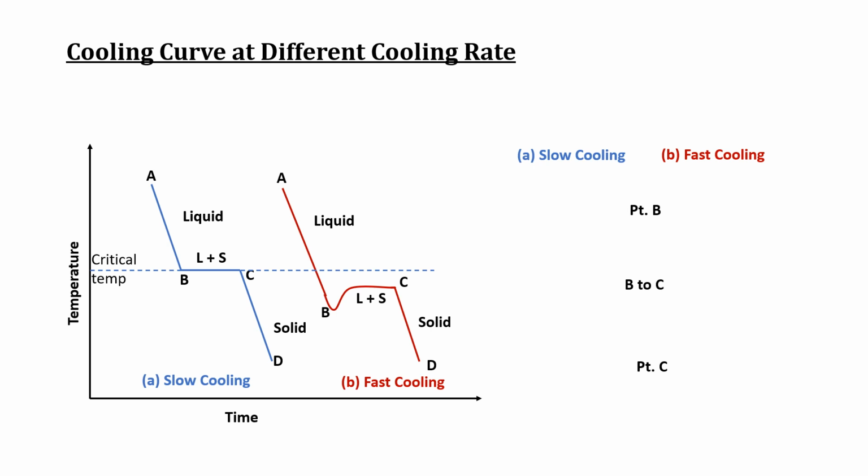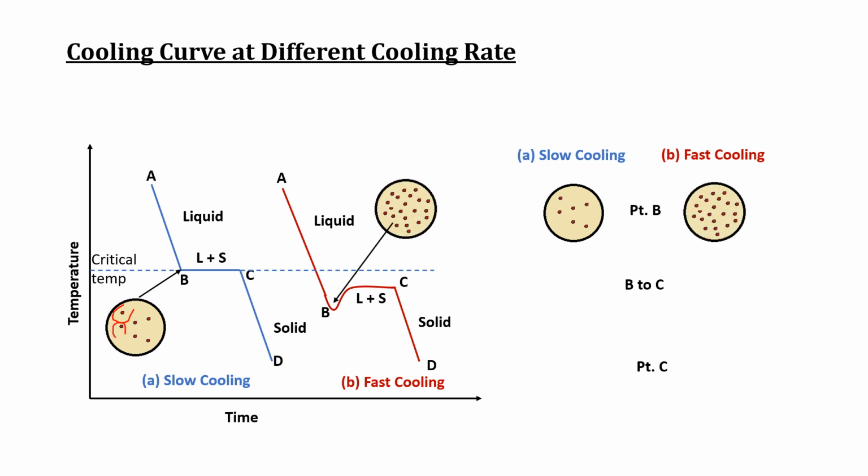Diagram A shows the slow cooling, and diagram B shows the fast cooling. The difference between slow cooling and fast cooling is that from point A to point B the material is in liquid state, but at point B in slow cooling the nuclei formation is very small. The number of nuclei is small, but in fast cooling the number of nuclei formed is very large. A large number of nuclei form in the liquid material.